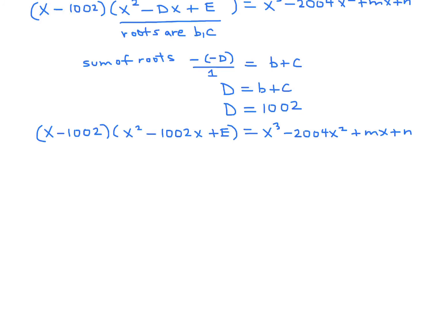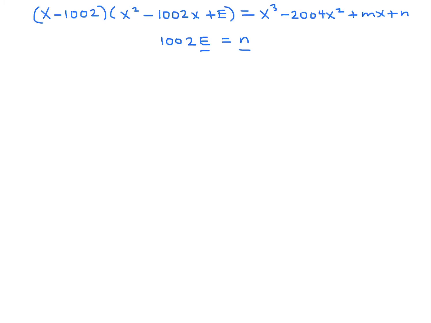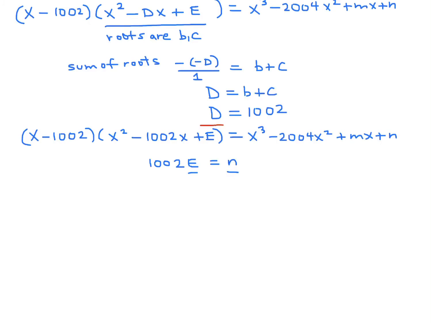Because e, if you multiply this whole thing out, times 1002, e basically represents n at the very end. So if we get the number of values of e, n basically is the same. Okay? So here we go. We have to concentrate on this guy right here.